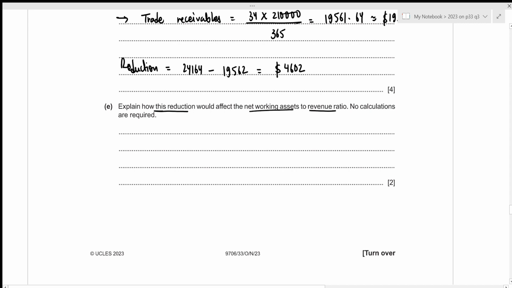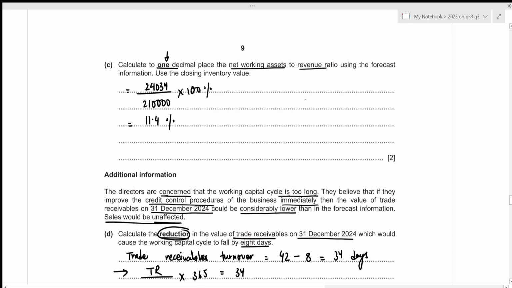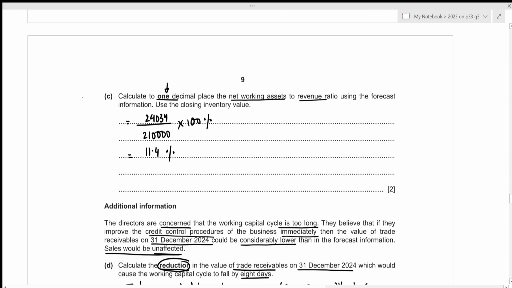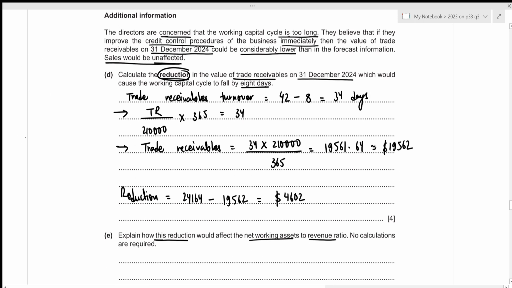No calculations are required. So in this case, our value of net receivables is decreasing, right? And our net working assets is just the inventory plus trade receivables minus the trade payables. And the total ratio is net working assets divided by revenue. Our revenue does not change, so the only change will be in our net working assets, and our trade receivables is now decreasing, which means that overall the net working assets will also decrease. And if the value in the numerator is decreasing, the overall ratio will also decrease. So that's our conclusion. Let's write it down.